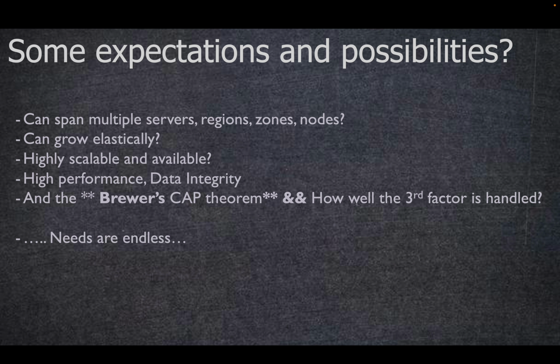And now let's look at some of the expectations that you may have from a distributed caching provider. For example, you would expect your cache service to be able to span across multiple servers, available across multiple regions, zones, nodes, and so on. And you would probably also expect your cache to be able to grow elastically, shrink or expand. And you would expect it to be highly scalable, highly available, high performance, with data integrity. All these are expectations, and there are more and more, and the needs are endless.